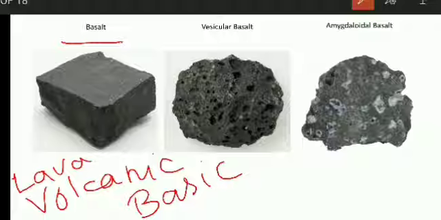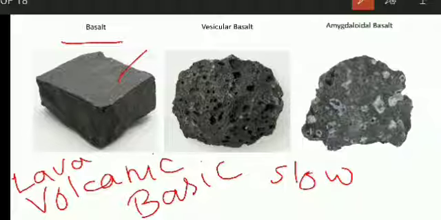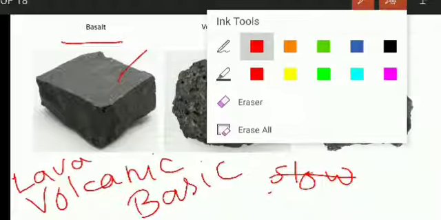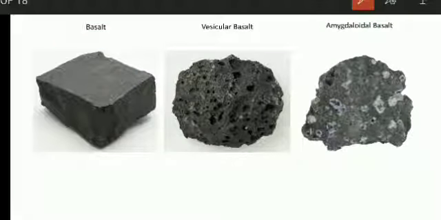So if you see the texture or the grain size, it is dark gray to black in color, so we call it melanocratic. Then it is fine grained. Why is it fine grained? You cannot see the individual crystals here. Why is that? Because it has formed as a result of rapid cooling.